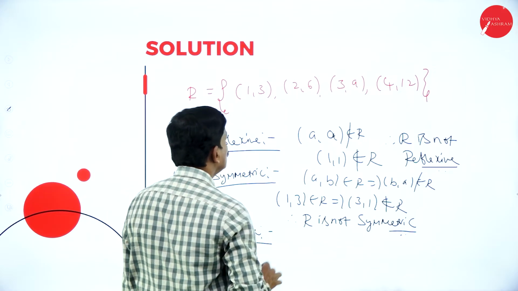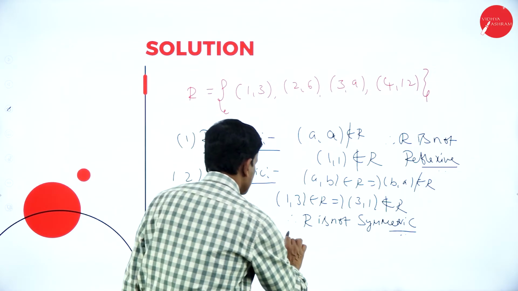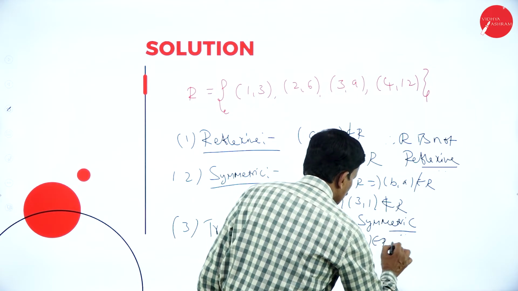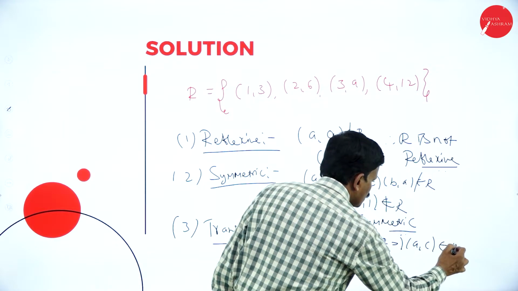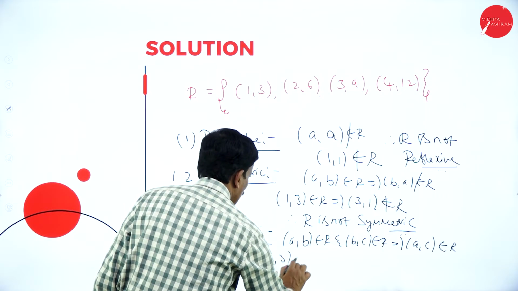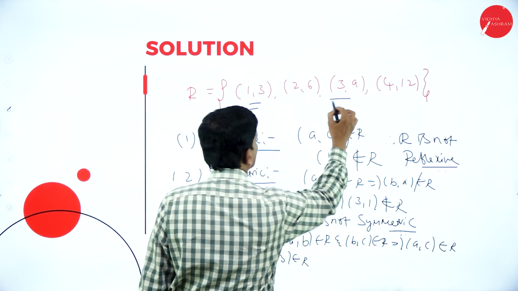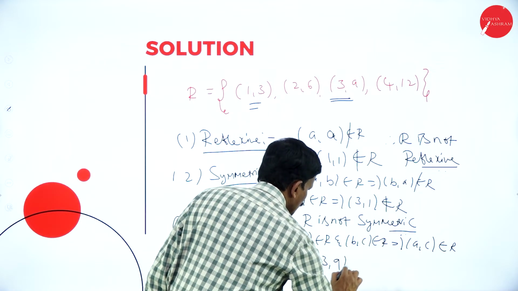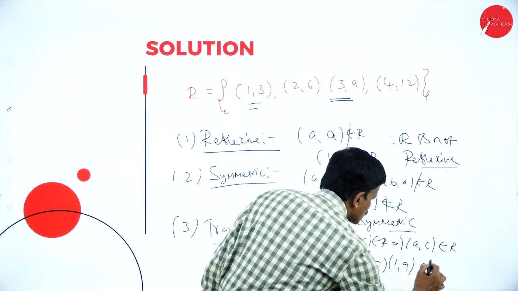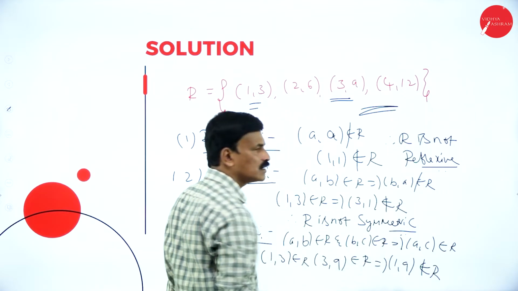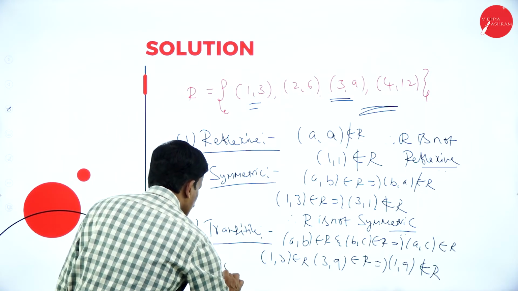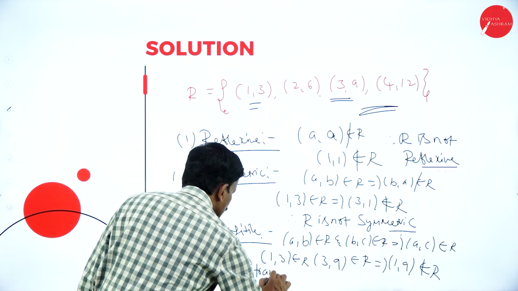Transitive. What is transitive? If (a, b) belongs to R and (b, c) belongs to R, this implies (a, c) belongs to R. Let us take these elements. (1, 3) belongs to R and (3, 9) belongs to R, but (1, 9) does not belong to R. (1, 9) is not in the relation R. So that means R is not transitive. Therefore R is not transitive.